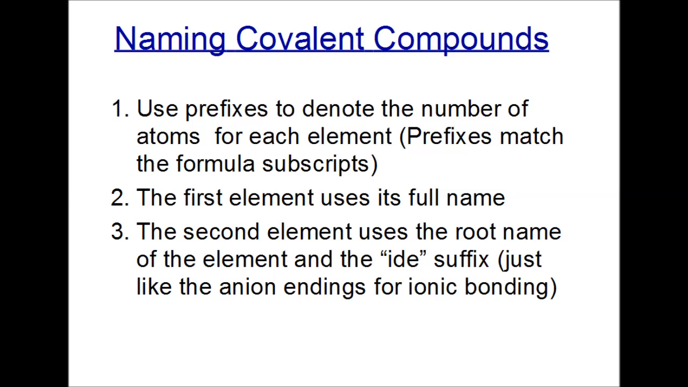Just like we talked about with the anion endings for ionic bonding, the endings for the second element in a covalent compound are going to do the very same thing. So, chlorine would become chloride, and fluorine would be fluoride, and carbon would become carbide, and silicon would become silicide, and astatine would become astatide, and sulfur becomes sulfide, and boron becomes boride, and you can keep going and going with all of these non-metals as long as they're the second element in this compound.